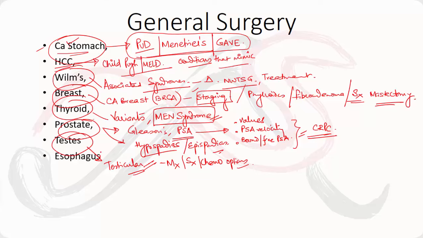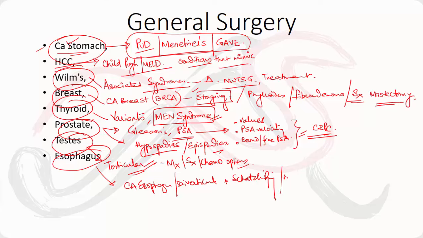Next is esophagus. Esophagus is again an all-time favorite topic. Both CA esophagus as well as the benign conditions that are involving esophagus, most commonly the diverticulae and the Schatzki ring and the webs, post-cricoid webs in CA esophagus, and in relation to this, the Patterson-Kelly syndrome. This was also a part of the paper in January. So the Patterson-Kelly syndrome and other conditions related to esophagus, this is particularly important.